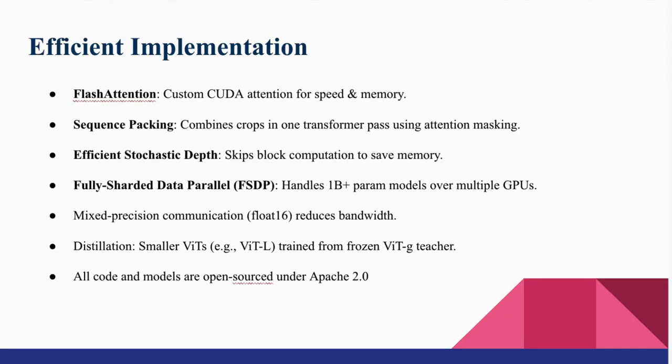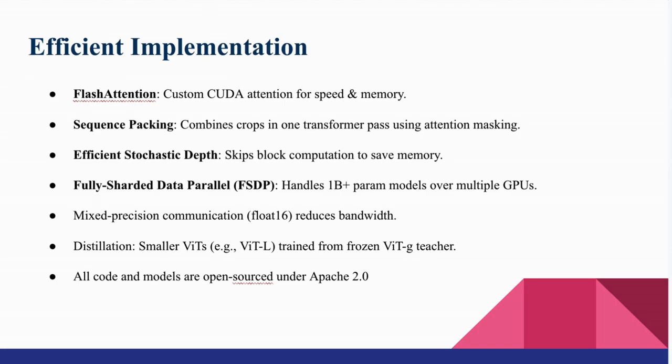So, next in the efficient implementation section, the authors tackle one of the biggest challenges, scaling to billion parameter models while keeping training efficient and reproducible. The backbone here is a custom ViT-g model with 1.1 billion parameters. So several engineering optimizations are essential. Let's walk through the key improvements.